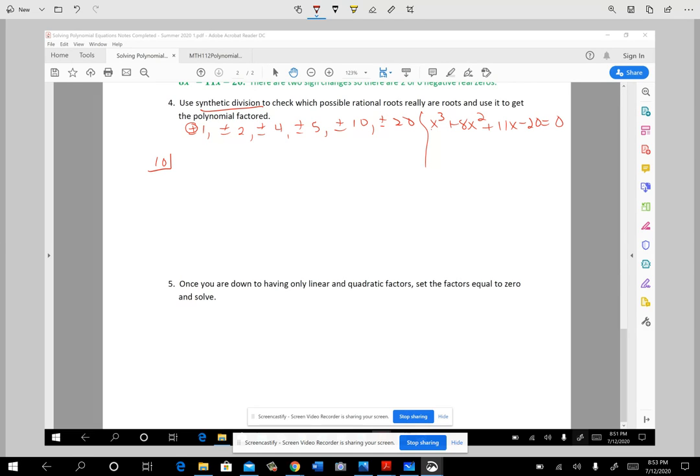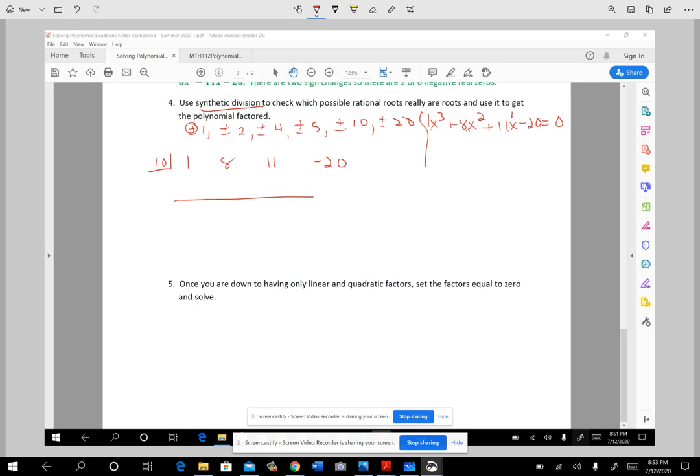So what you do is you take the coefficients, the 1, the 8, the 11, and the negative 20. This process is called synthetic division. I don't know if you remember doing long division way back when, but synthetic division is just a shortcut for that that you're really going to like. There were no missing terms here: the exponents go 3, then 2, then 1, then none. So I didn't have to put in any placeholder zeros.